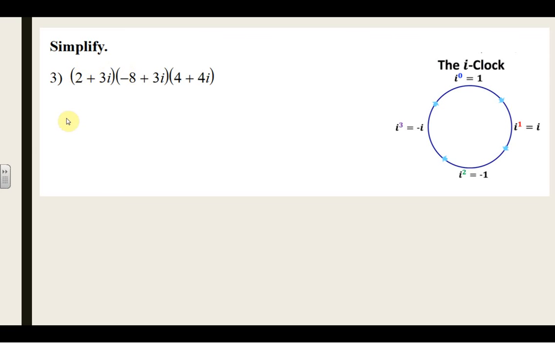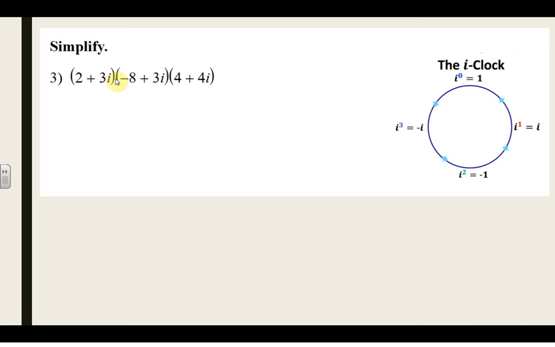You're going to do 2 times -8 is -16. 2 times 3i is +6i. 3i times negative 8 is negative 24i, and 3i times 3i is positive 9i squared. Now, positive 9i squared is going to turn into negative 9. So that negative 16 from the beginning is going to combine with the negative 9 that we just got, and that is now negative 25.